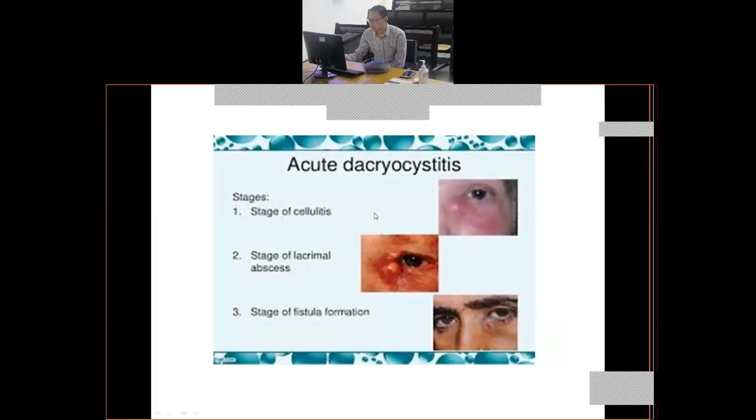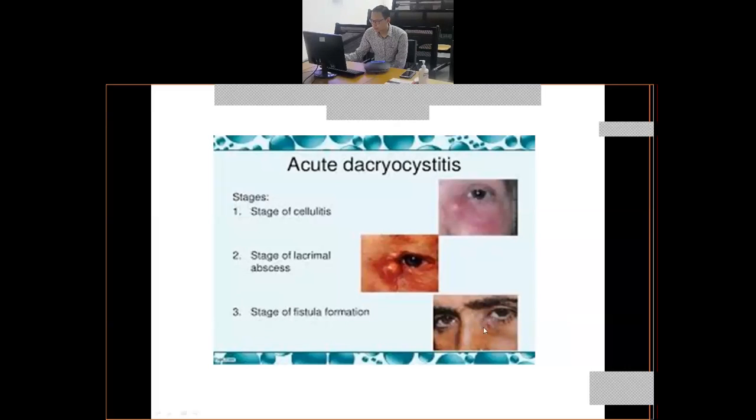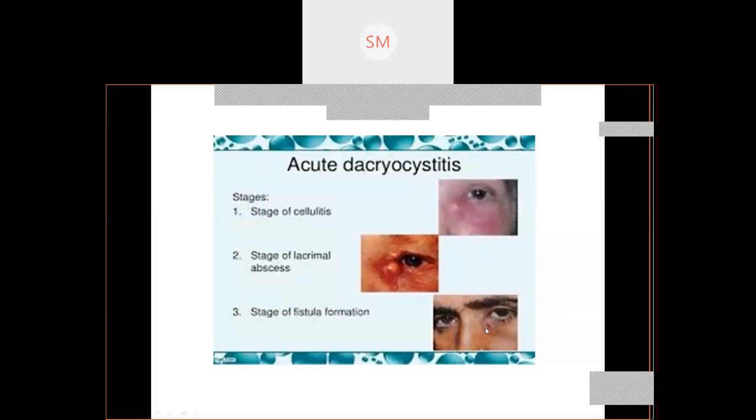First is the stage of cellulitis. There is inflammation. It spread to the lower lid and cheek. Second is the lacrimal abscess. You can see pus point is here. Third is the stage of the fistula formation. There's a fistula here.